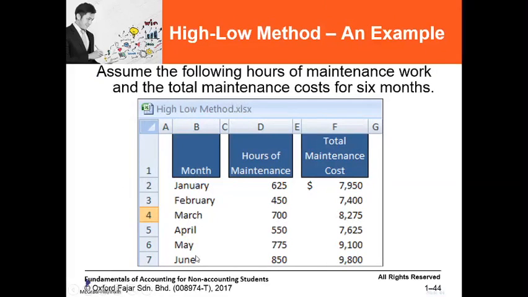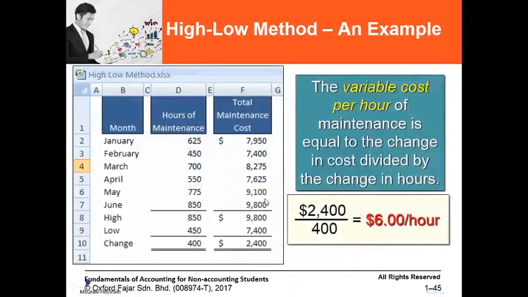from January until June. The hours of maintenance incurred are 625 up to 850 here. The total maintenance cost of every month is listed here. As you can see, the variable cost of maintenance is equal to the change in cost divided by the change in hours. So 2,400 divided by 400 equals 6 ringgit per hour. So this is the variable cost per hour.